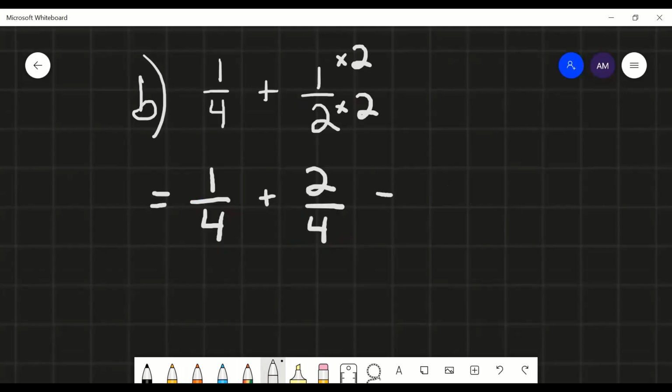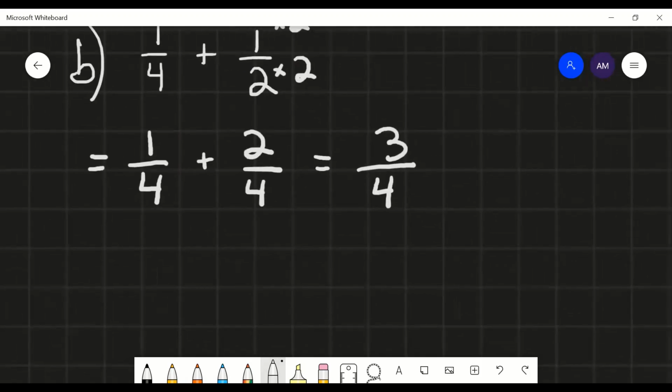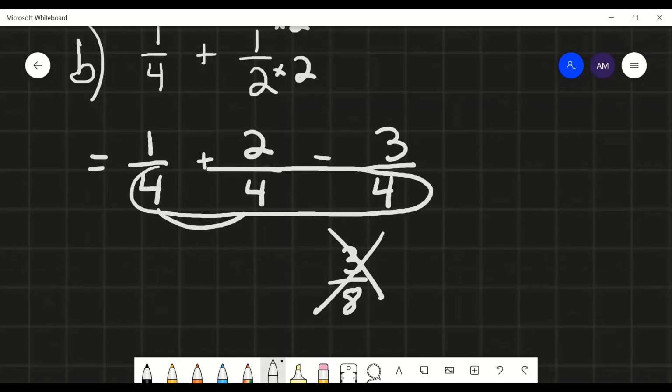Now we can add these because they have the same denominator. So for the final answer, we add the two top numbers, 1 plus 2 is 3, and we just copy the bottom number, 4. A lot of times I'll see people make this mistake where they say 1 plus 2 is 3, but then 4 plus 4 is 8. But this is not correct. We have to just copy the denominator. Don't change the denominator when we add the fractions.